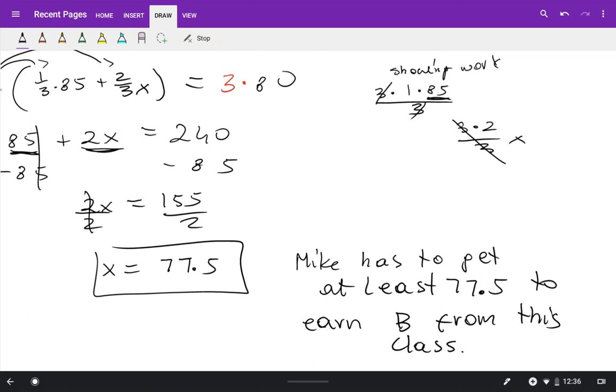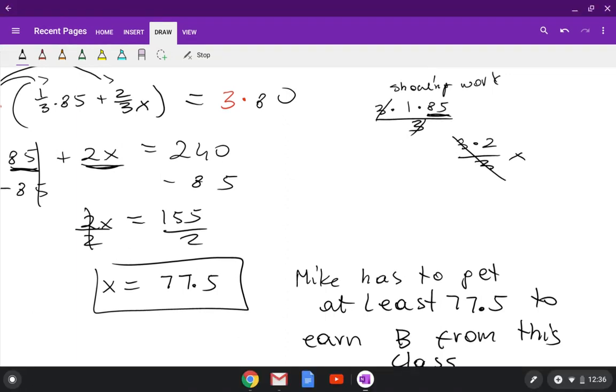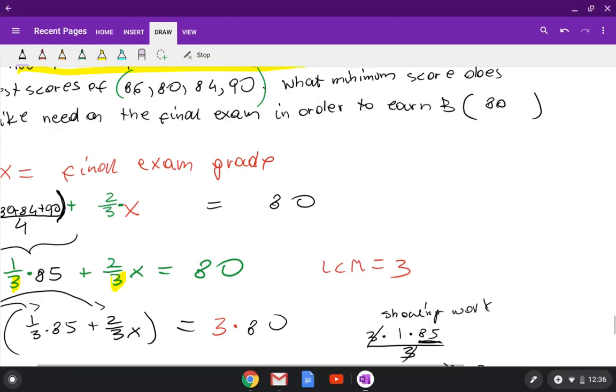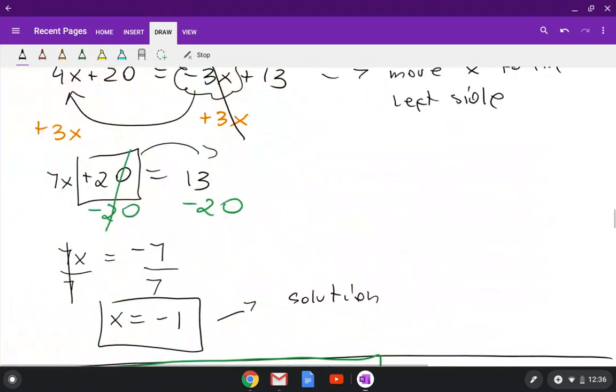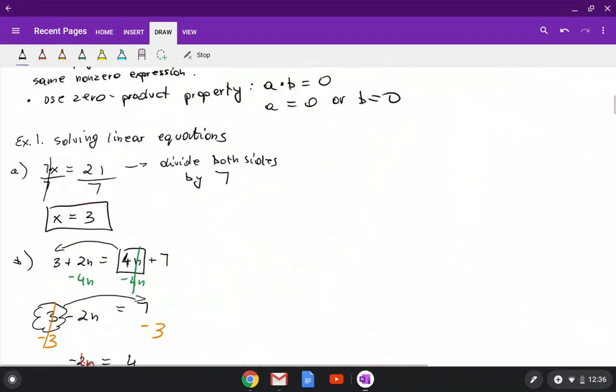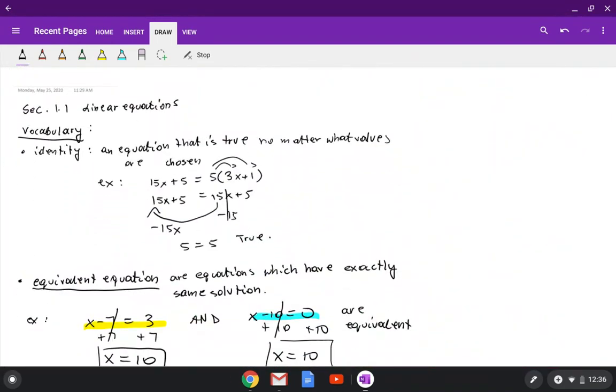Okay, so I'm going to stop here. This is section 1.1, not 1.2. The next video which you're going to see is going to be section 1.2.